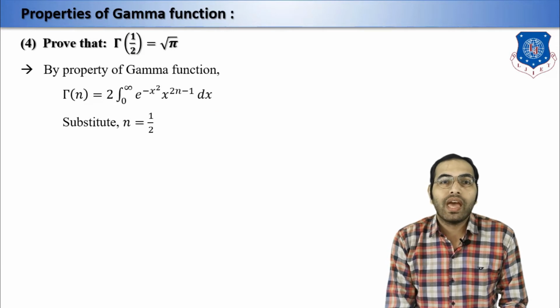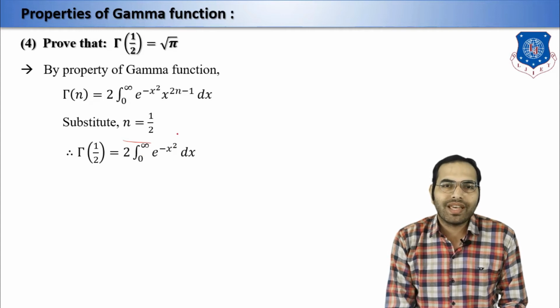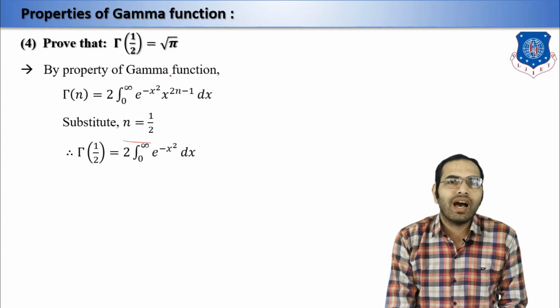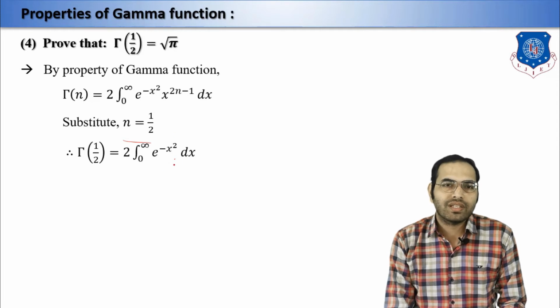Here we have the value of n, that is 1/2. Substituting n as 1/2, gamma of 1/2 equals twice the integral from 0 to infinity of e raised to minus x square. Here, replacing n with 1/2, the 1/2 cancels out, then 1 minus 1 is 0, and x raised to 0 is 1. Then it becomes twice the integral from 0 to infinity of e raised to minus x square dx.